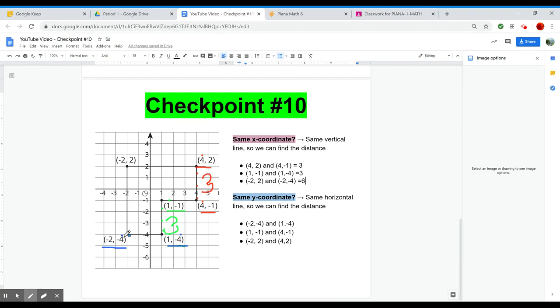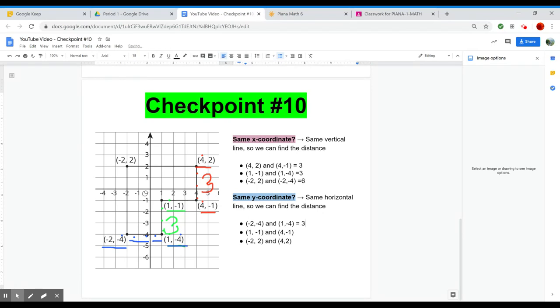Horizontal means left to right. We can count the boxes here, 1, 2, 3. We can also find the distance between the x coordinates, -2 and 1. So -2 is 2 away from the y-axis, 1 is 1 away from the y-axis, 2 plus 1 is 3. So the distance there is 3.